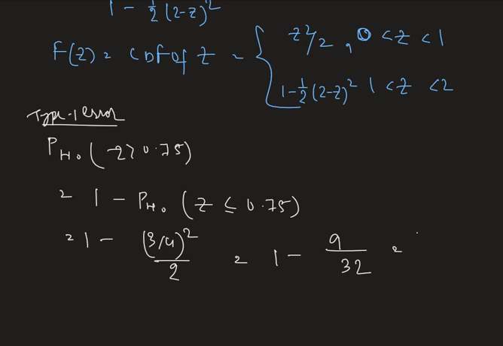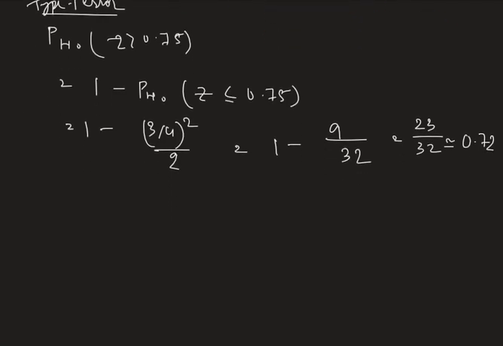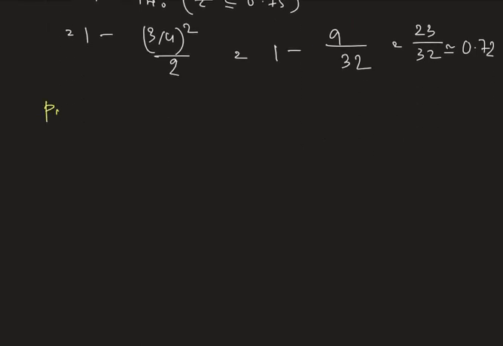Okay, so it is equal to 23 divided by 32, which is nearly 0.72. So the type 1 error is 0.72. Now we need to find the value of power. Now we know that the power of the test is equal to the probability under H1 that z is greater than 0.75.